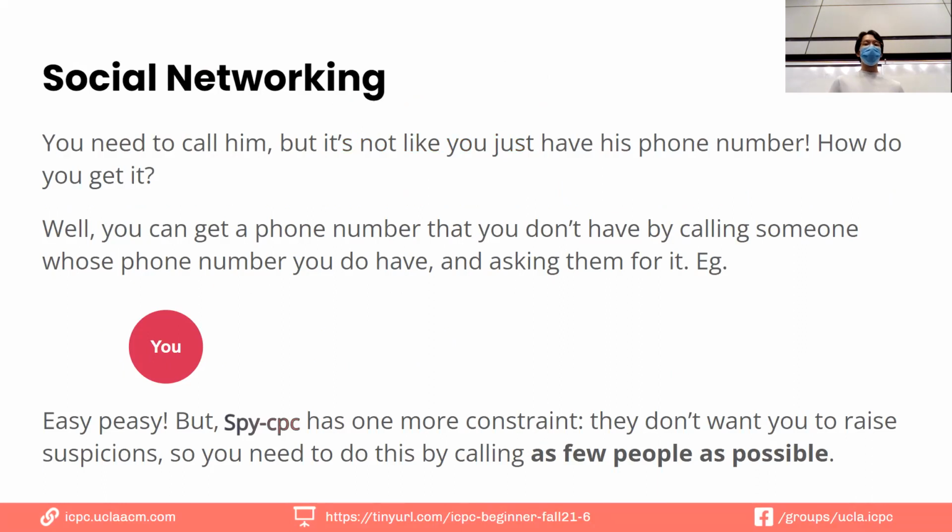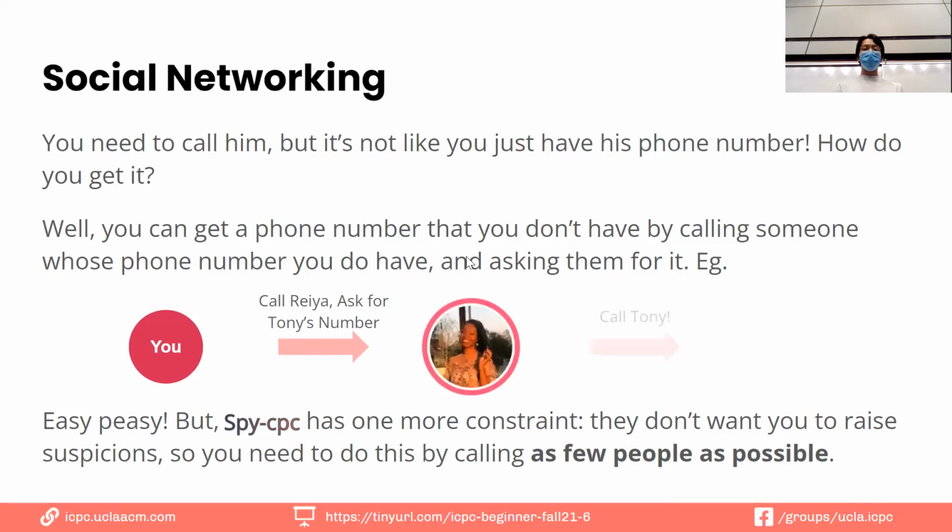So we need to call him, but obviously we don't have Wilson's phone number, but we can get a phone number by calling the people that we do know and asking for the contacts that they have. So for example, I can call Raya and ask for Tony's number, and Raya, because she's a good friend, will oblige and give me Tony's number, and I can call Tony. And I can continue that chain by asking Tony for his contacts and so on. However, we have one last constraint. We need to find Wilson, and also want to do it in as few calls as possible, so we don't raise suspicions.